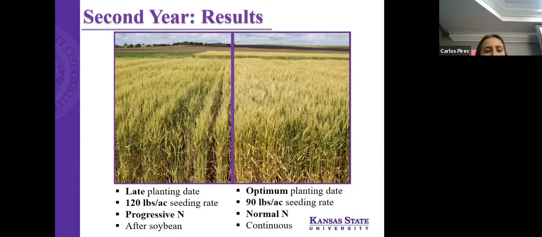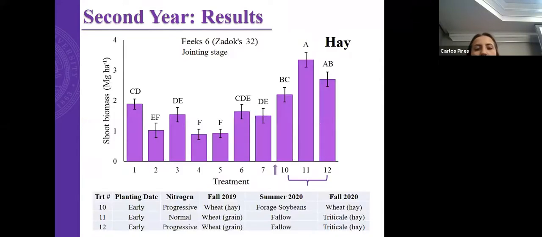Even though we increased the seeding rate, still optimum planting date with a lower rate translated into better canopy cover, biomass, and also yield. Again, left side was also progressive N, and the right side was normal N, and the right side, because of the optimum planting date, was still overcoming the left treatment. And the left one was after soybean, and the right one was continuous winter wheat as of right now. But I believe it's going to change next year, because the right picture is not the baseline. It was just continuous wheat as of this year.